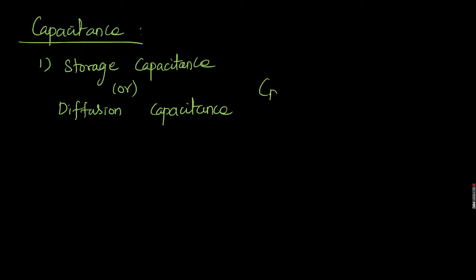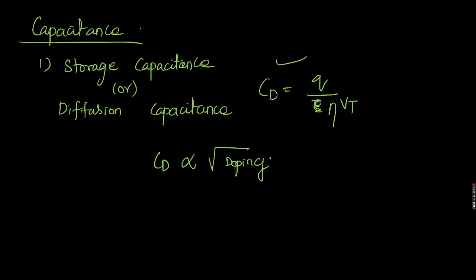What is the formula? Diffusion capacitance can be calculated as Q upon eta into VT. Here Q is the charge, eta is the ideality factor, and VT is the thermal voltage. That's all. That is how we calculate the value of diffusion capacitance. This diffusion capacitance is always directly proportional to the square root of the doping of the material. It is always directly proportional to the doping of the material.